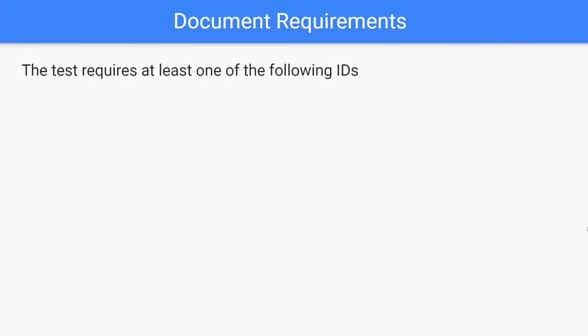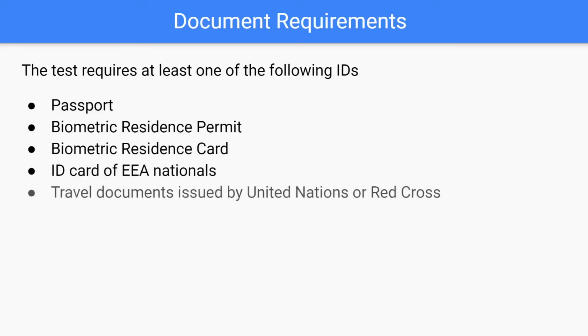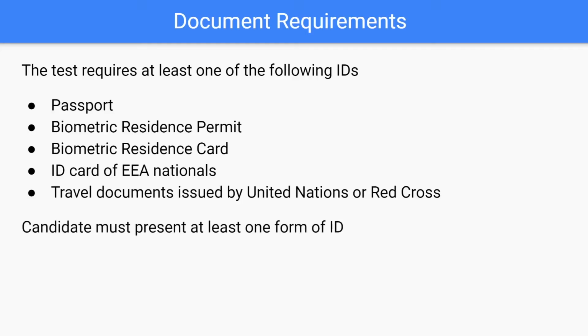This test requires at least one of the following IDs. Either your passport, your biometric residence permit or BRP, your biometric residence card or BRC, ID card of EEA nationals, or travel documents issued by either United Nations or Red Cross. The easiest one of all of these is your passport. You can simply take your passport, use it to book the test, and also take it with you to the examination center. Candidate must present at least one form of ID. As I said, one of these IDs must be presented and is required.